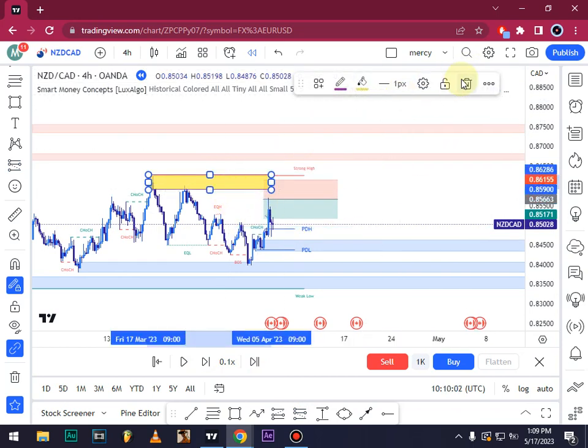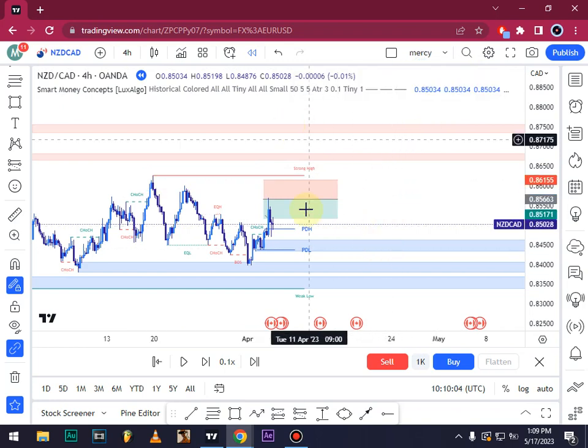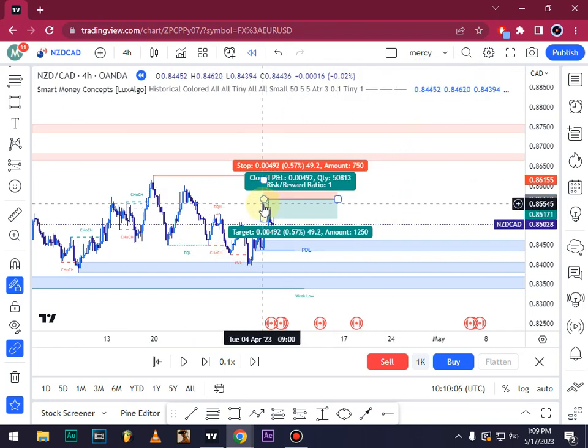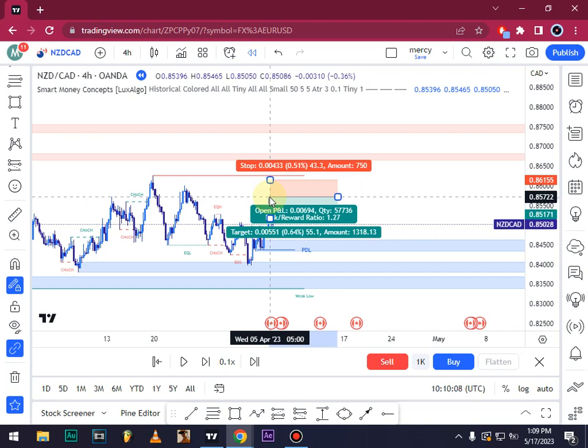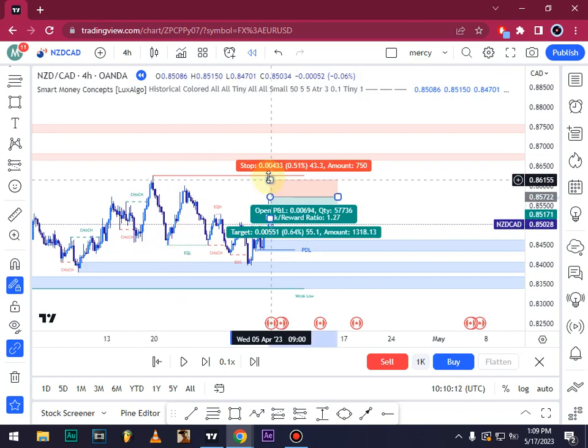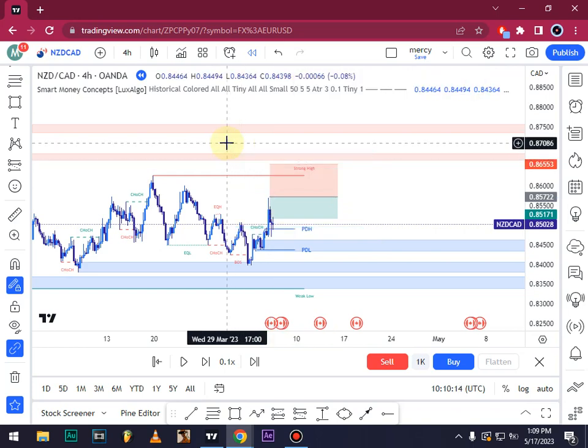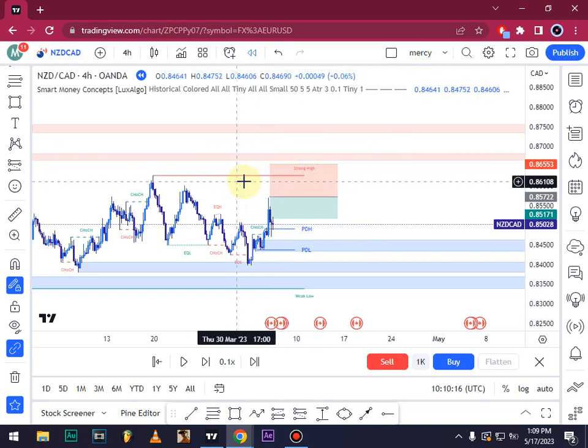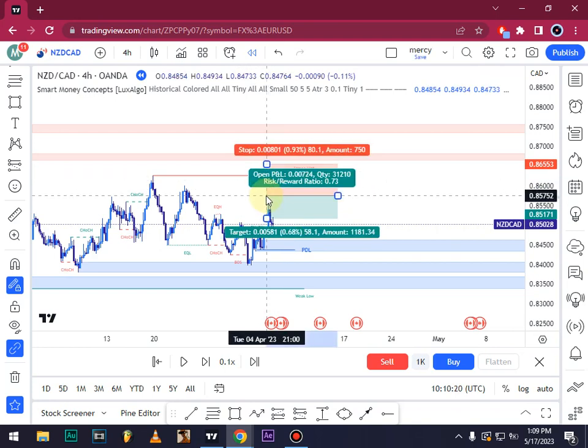I've been clicking this replay tool without stopping. That's why I'm missing this entry. But we still have maybe another chance. Price might still go up to this zone, guys, before taking that sell entry, right? So price might go back.